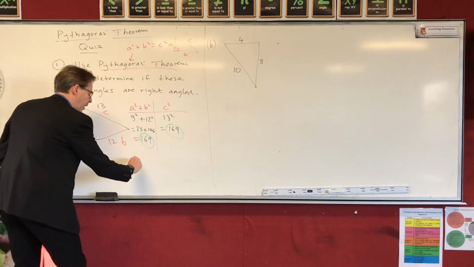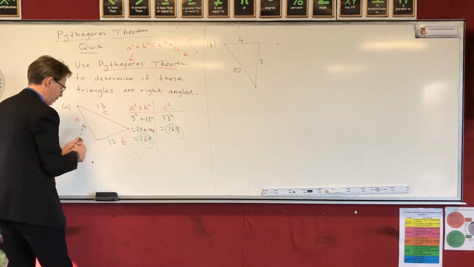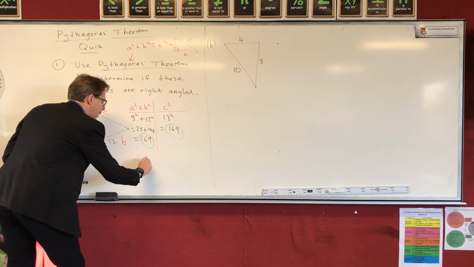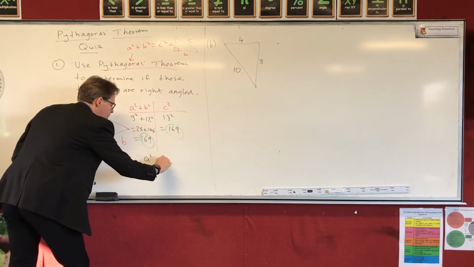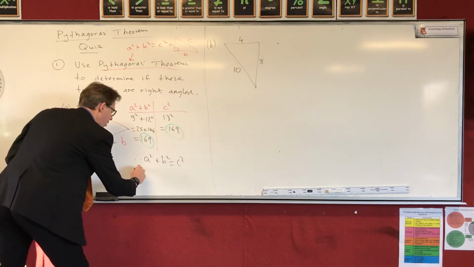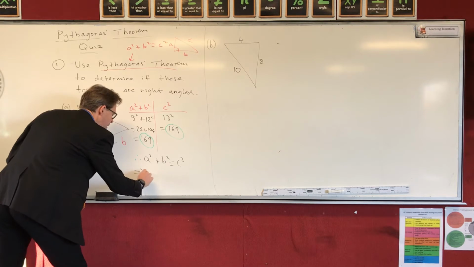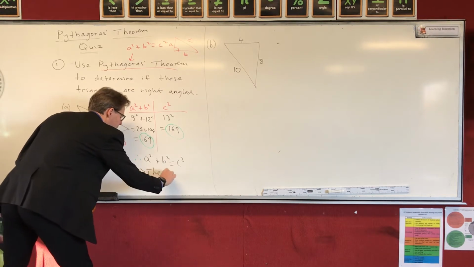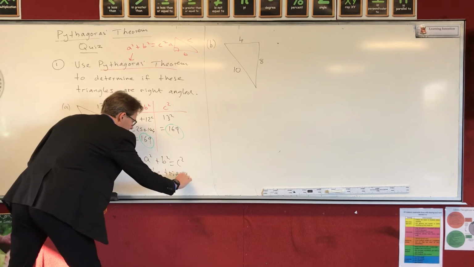So I could say, therefore, a squared plus b squared is equal to c squared, which means the triangle is right angled.